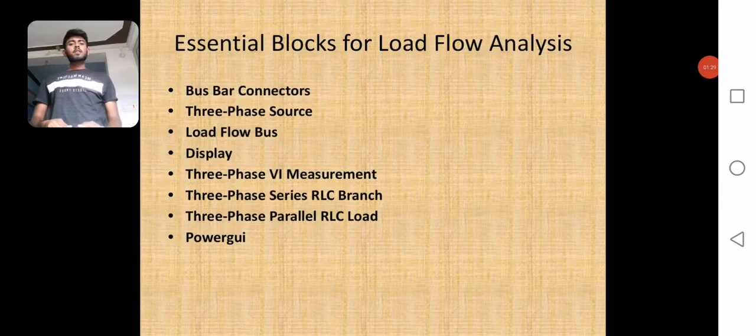There are two kinds of load flow. The first is positive sequence load flow, applied to a three-phase system, and the second is unbalanced load flow, applied to a mix of three-phase, two-phase and single-phase systems. Next we require a display. The display block shows the value of its input and is also used for observation of measurements.